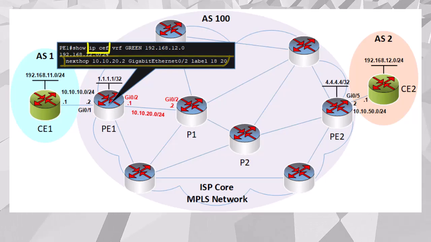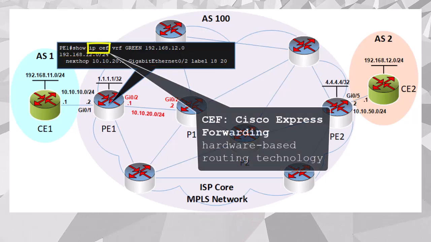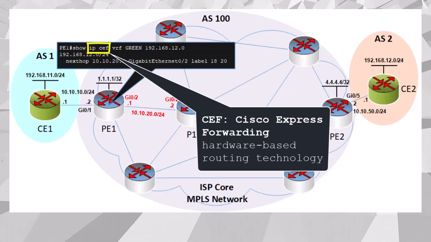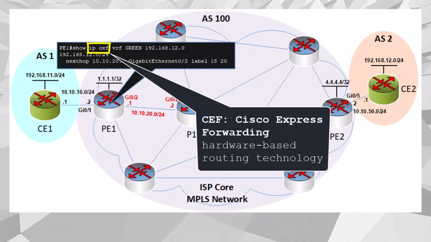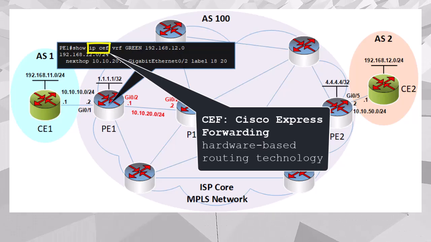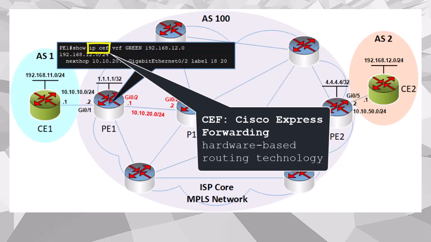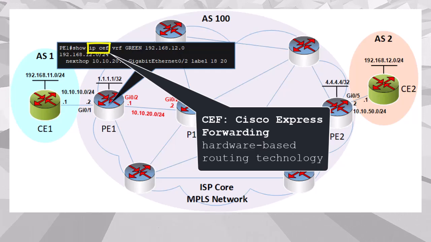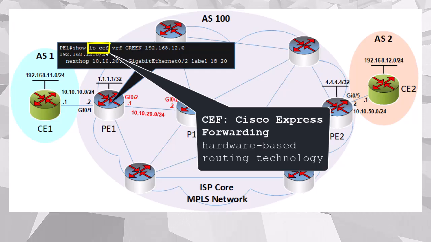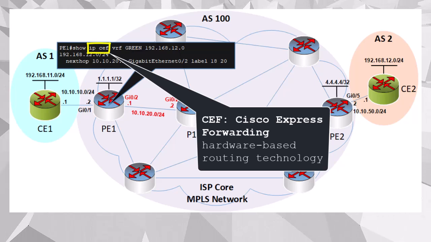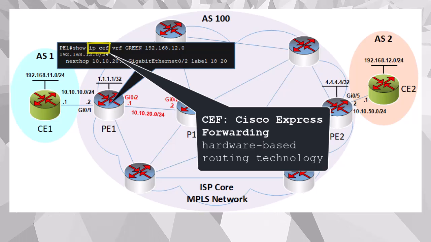Now, just a small note about this part of the command. CEF stands for Cisco Express Forwarding. It's an advanced hardware-based routing technology used to optimize packet forwarding by creating a pre-computed lookup table, improving speed and efficiency in high-performance networks. When you use MPLS in such an environment, CEF records the transport and VPN labels, and that's why you can see them here.